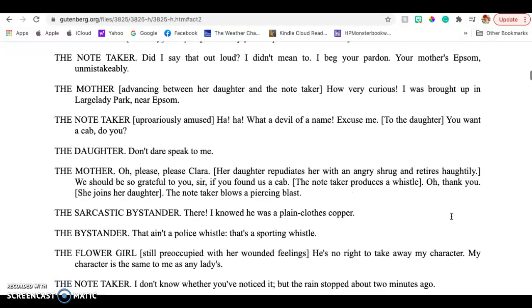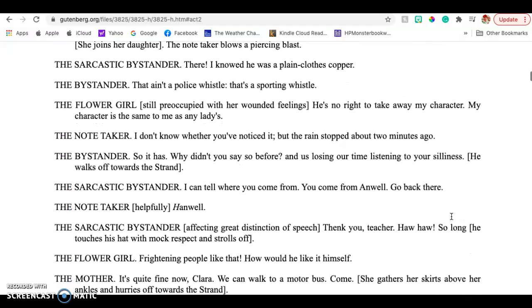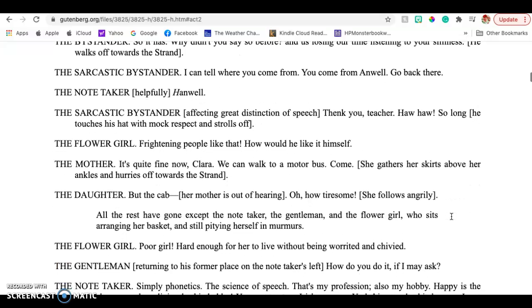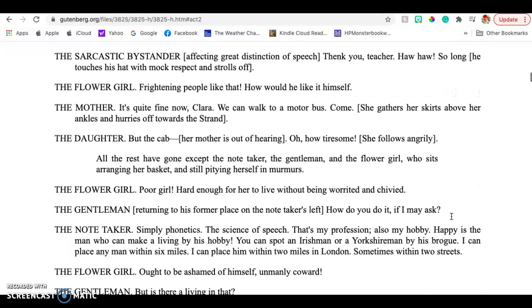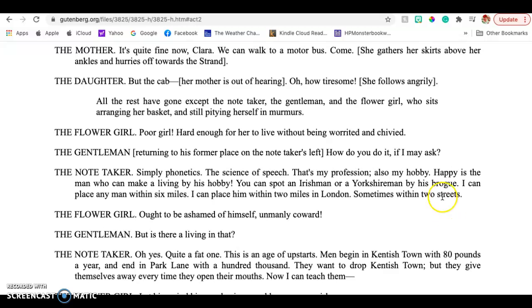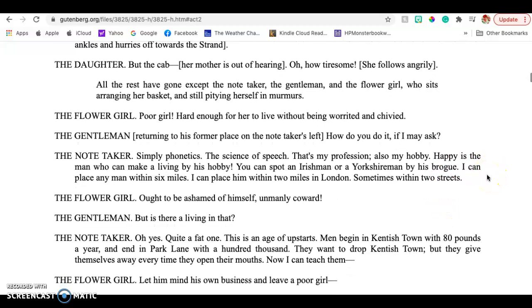Then the part that I really wanted you to notice is what he does for a living. So like the note taker, yeah, right here, simply phonetics. That's something we don't talk a lot about in English, but phonetics is how we put sounds together. This is when you're talking about syllables, pronunciation, doing a bunch of vocabulary, especially in kindergarten through third grade. You do a lot of word pronunciation, and that's called phonics.